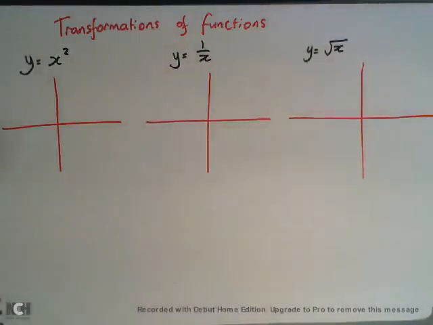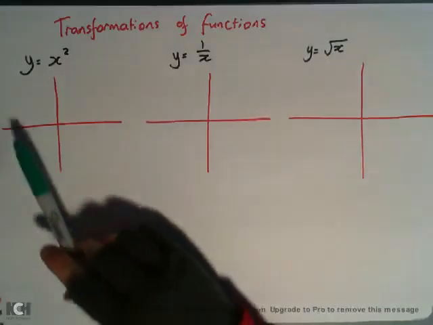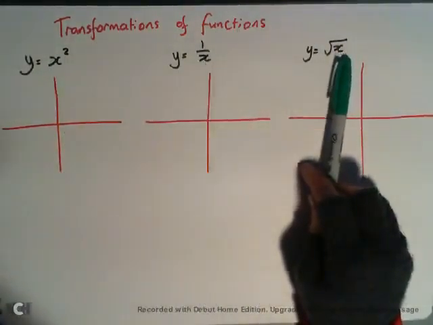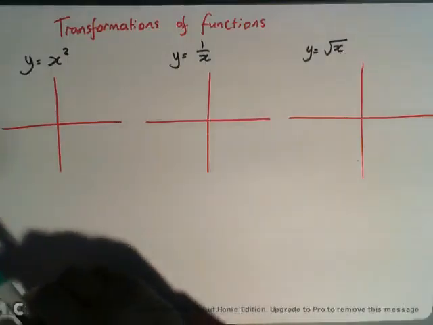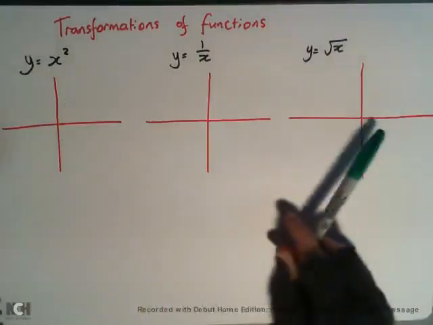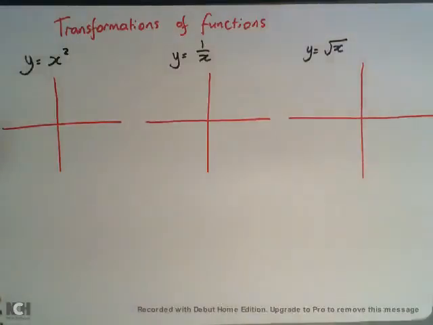This is the last video for chapter 6. So we're looking at transformations of functions. I've got three different functions listed up here: x squared, 1 on x, square root of x. Now, just as a quick exercise, pause the video, draw your axes, and have a go at drawing these three graphs.